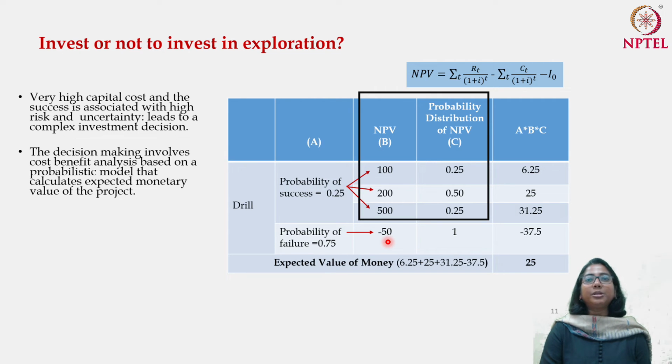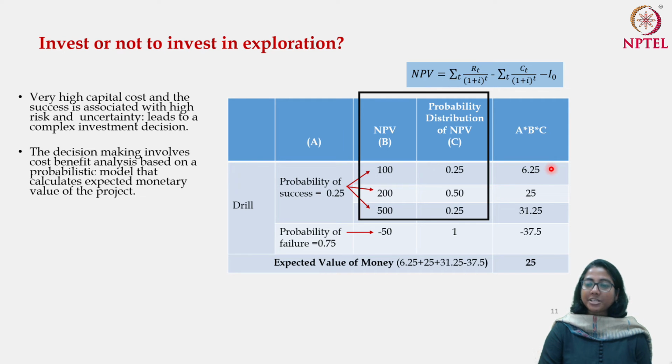I don't have a probability distribution of negative NPV per se, because this is only one event which is happening with a chance of occurrence of 0.75. So, what is the expected loss if the project fails? That is minus 50 multiplied by 0.75, which is minus 37.5. Now, how do I take a decision?